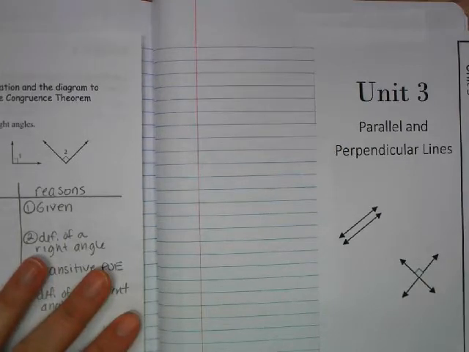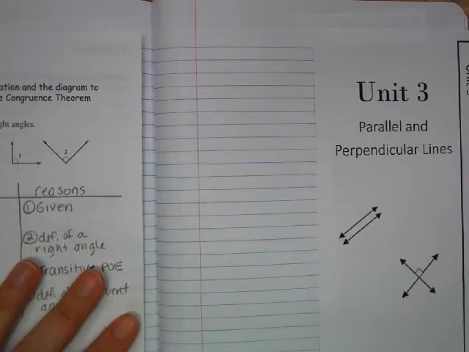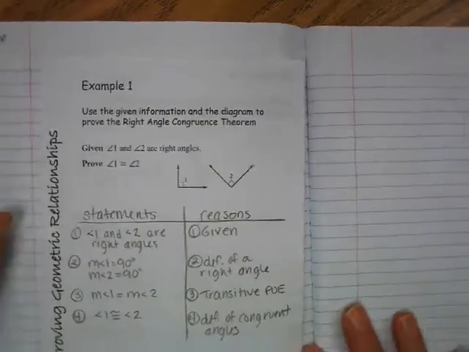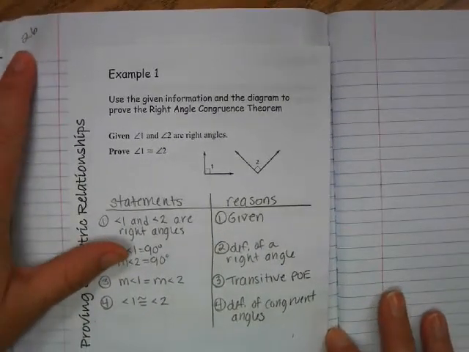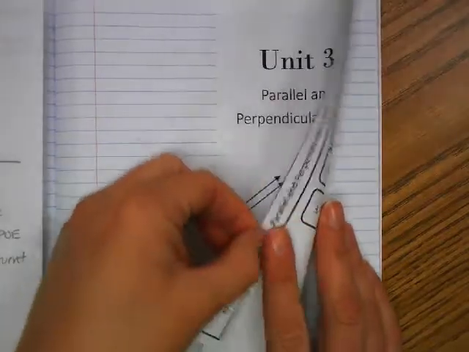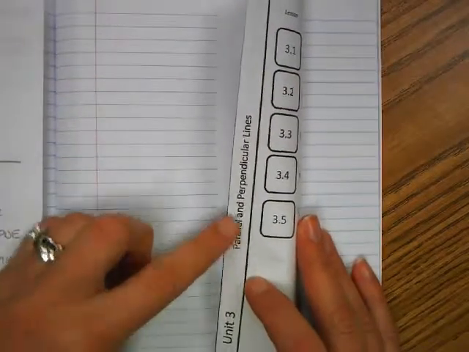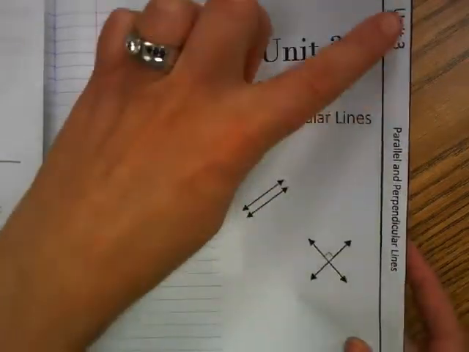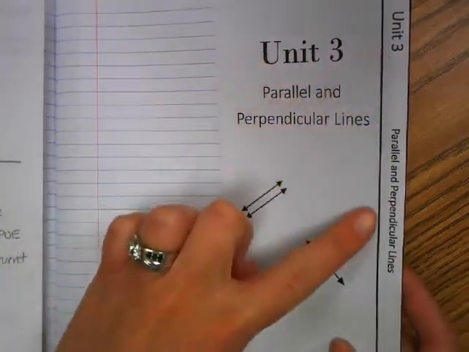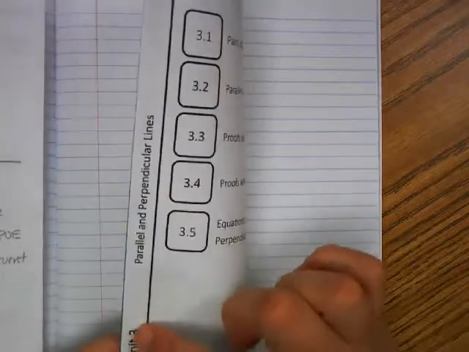Okay, we're now ready to begin Unit 3. So the first thing you want to do is glue your table of contents. So taking a look, we ended Unit 2 on page 26. So on the very next page, you're going to glue your table of contents. Please make sure that when you fold your table of contents, you fold it so that there is a tab on both sides. And the tab should have the unit number and the title on both sides.